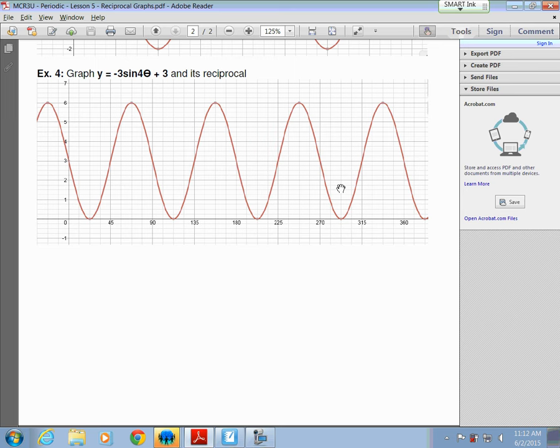It depends on what I said you graph from, right? I can say from here, but if I were to say from 0 to 360, that'd be fine. Otherwise, that'd be okay. All right, so let's start off here.